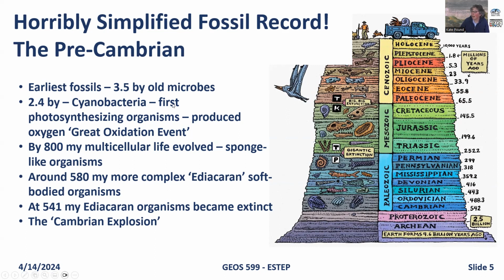cyanobacteria. These are the first photosynthesizing organisms. And because they photosynthesize, they produce oxygen. This is called the Great Oxidation Event. It introduced oxygen into the atmosphere and into the water. And actually, that's one of the reasons that some of those older microbes became very diminished or died out, because they could not tolerate oxygen.